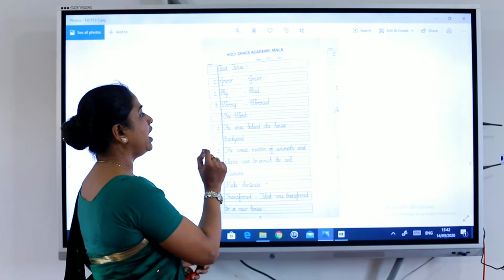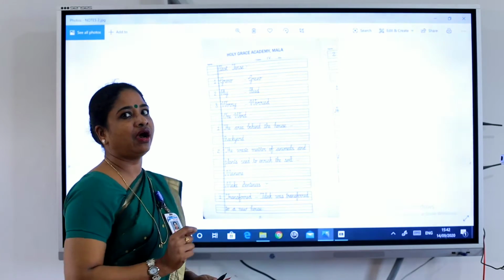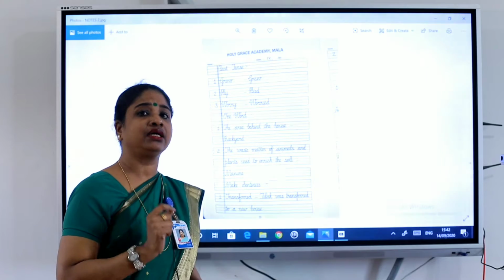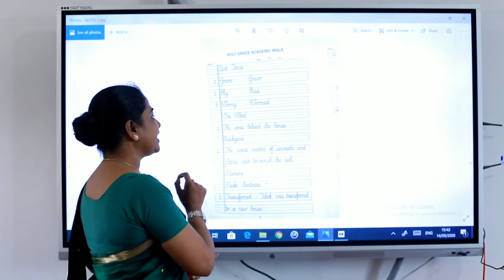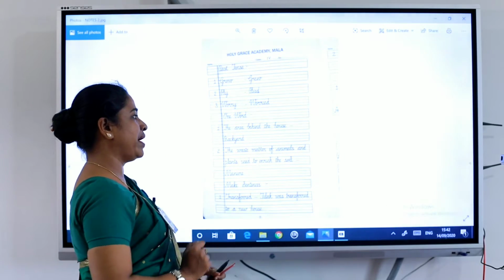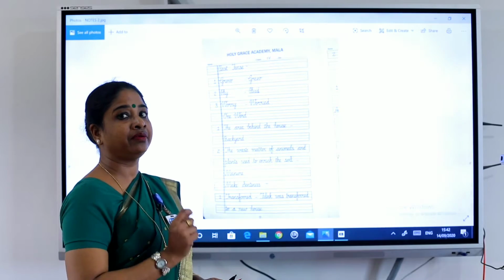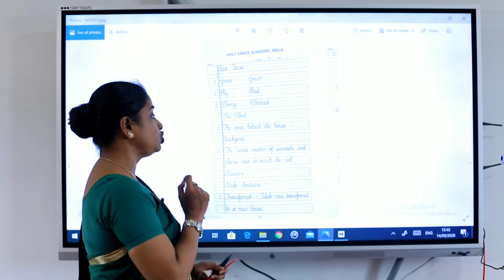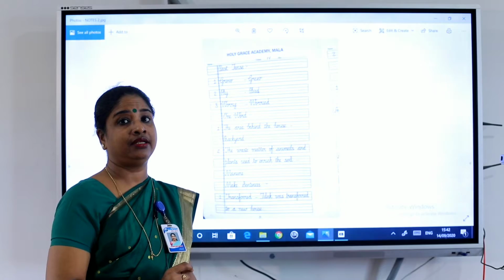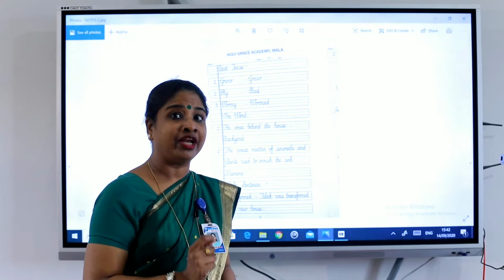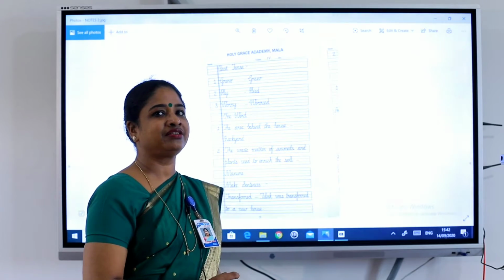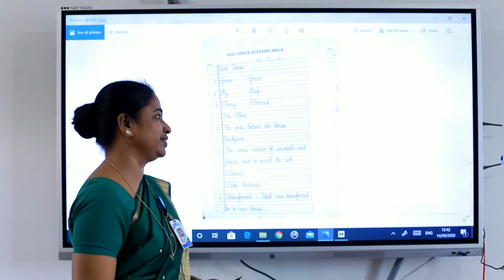The area behind the house. The answer, backyard. The second one, the waste matter of animals and plants used to enrich the soil. What is that, children? Manure. So you must write this down as you can see it here.